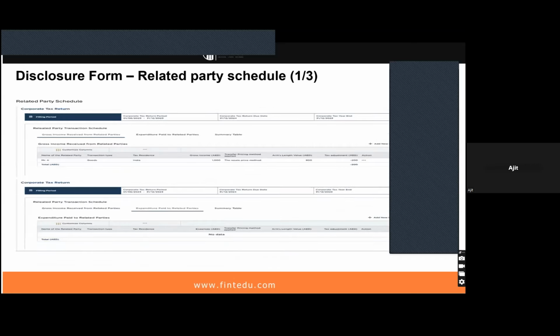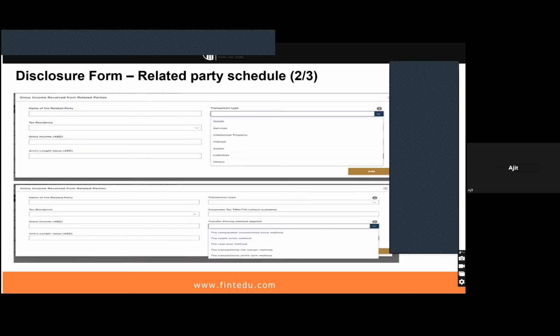Now coming to the disclosure form, the second page is about the related party schedule, under Article 35, the related party, not the connected person. That basically covers the name of the related party, the transaction type, the tax residence, gross income, the arm's length value, transaction value, and adjustment. So this is the summary.